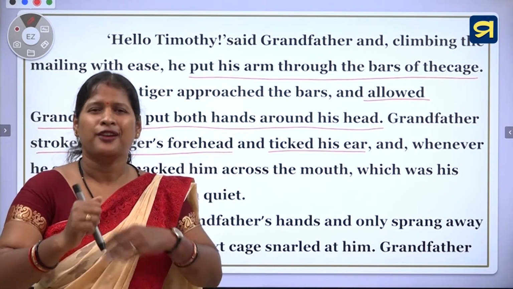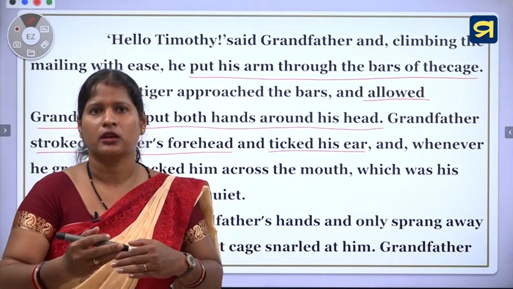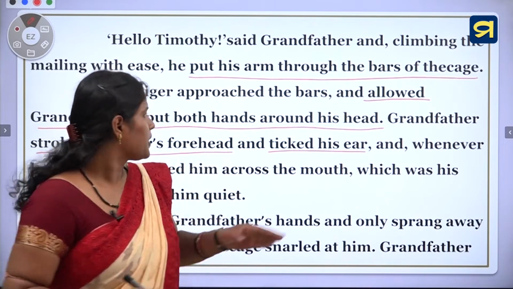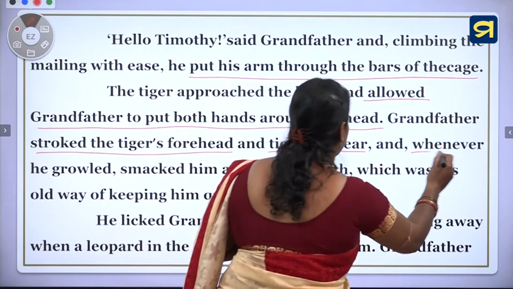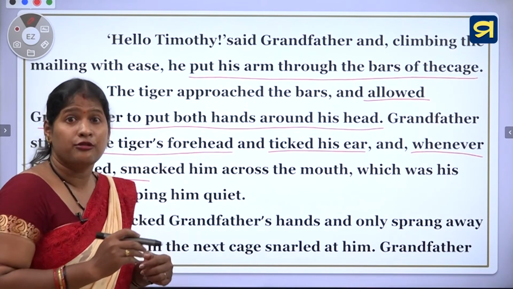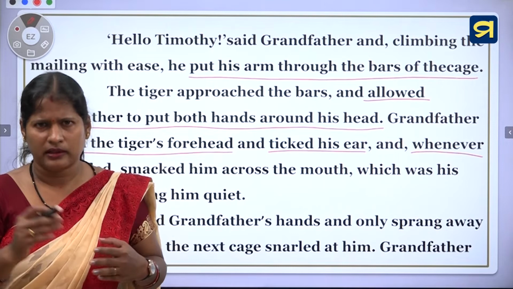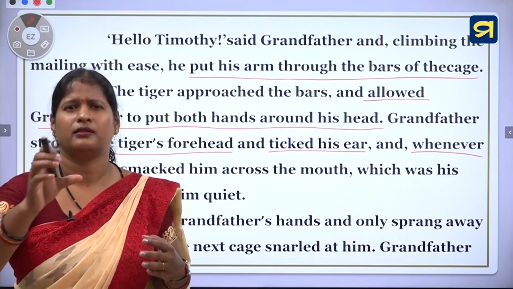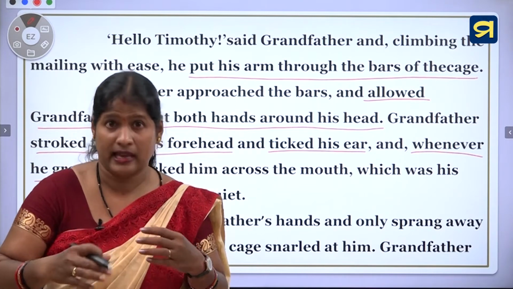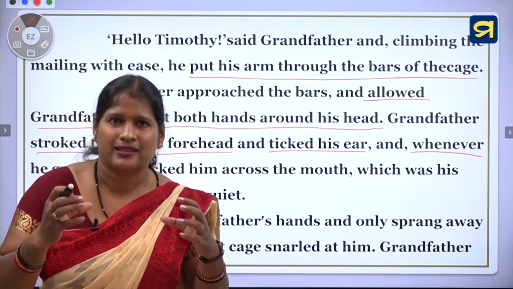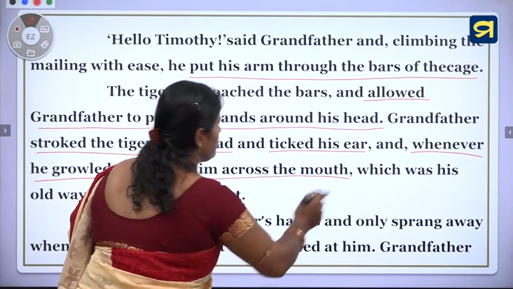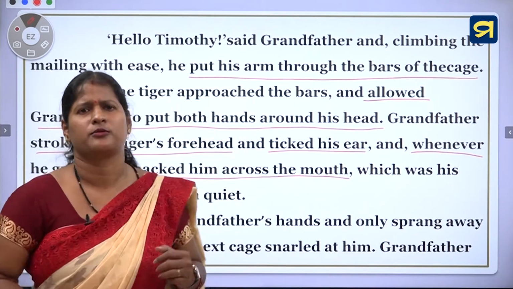Grandfather was fondling Timothy. He was giving his love and affection to the tiger. And whenever he growled, whenever the tiger felt a little different, whenever he was trying to show his anger, was showing his teeth, grandfather smacked him across the mouth, slapped him on his mouth.